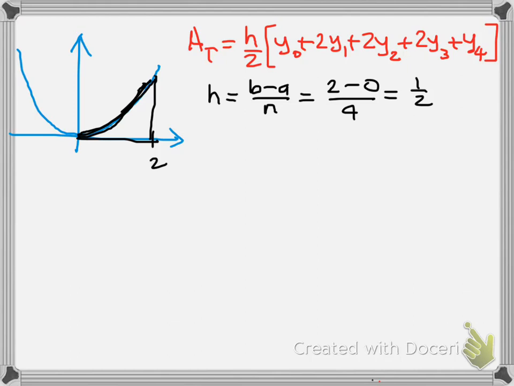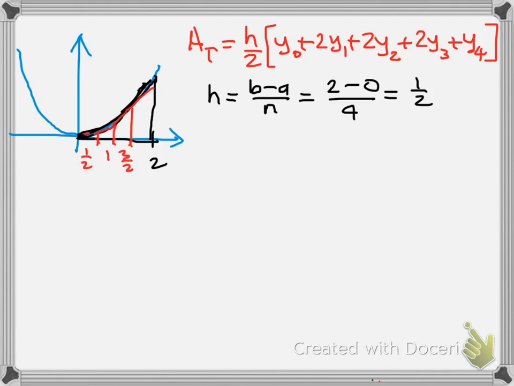A sub t is h over 2 times y sub 0 plus 2y1 plus 2y2 plus 2y3 plus y4. You are using 4 trapezoids, so you are going to have 5 y values, as I've shown you over here. h is b minus a divided by n, where b is 2, a is 0, and n is 4. So your h is going to be 1/2.